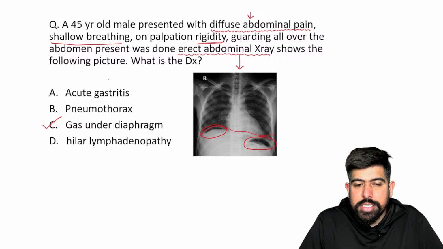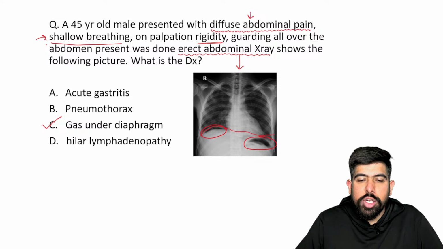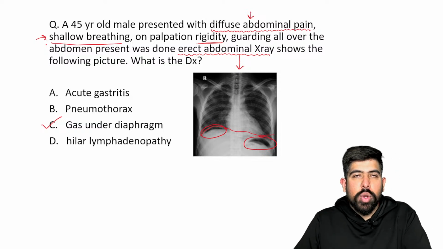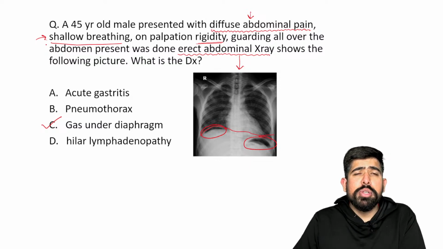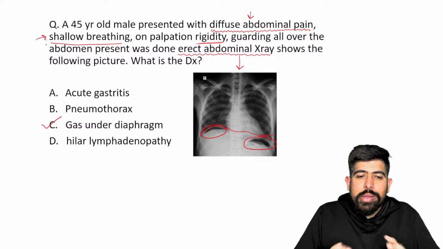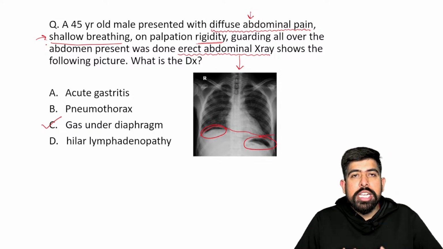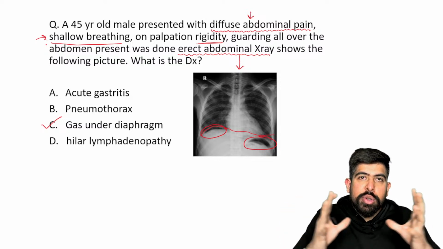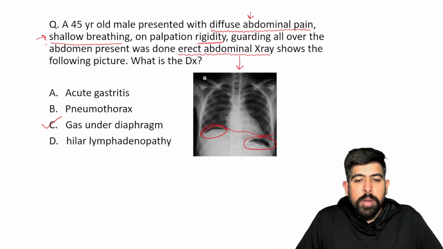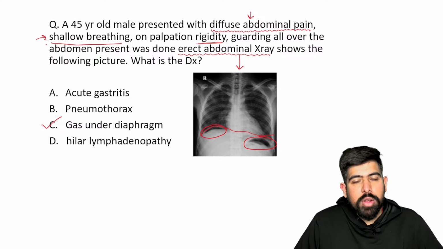Now your question may be, sir, why are they confusing us with shallow breathing? Why will there be shallow breathing, guys? As you already know, if the gas is under the diaphragm, it pushes the diaphragm upward. Above the diaphragm we have the lungs, so now the lungs cannot expand. In breathing, during inspiration our lungs expand, and in expiration they recoil. Now it is not possible to expand more, so that's why the patient has shallow breathing.